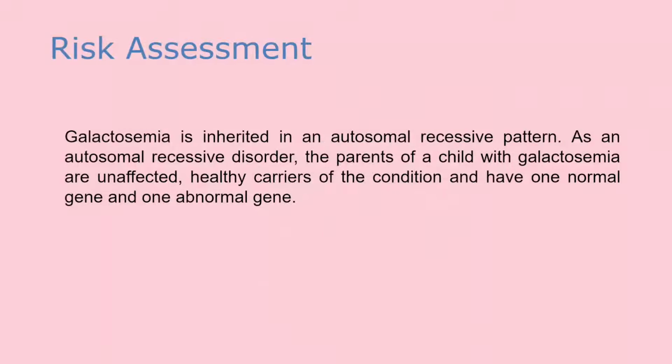For risk assessment, galactosemia is inherited in an autosomal recessive pattern. As an autosomal recessive disorder, the parents of a child with galactosemia are unaffected. They are healthy carriers of the condition and have one normal gene and one abnormal gene.